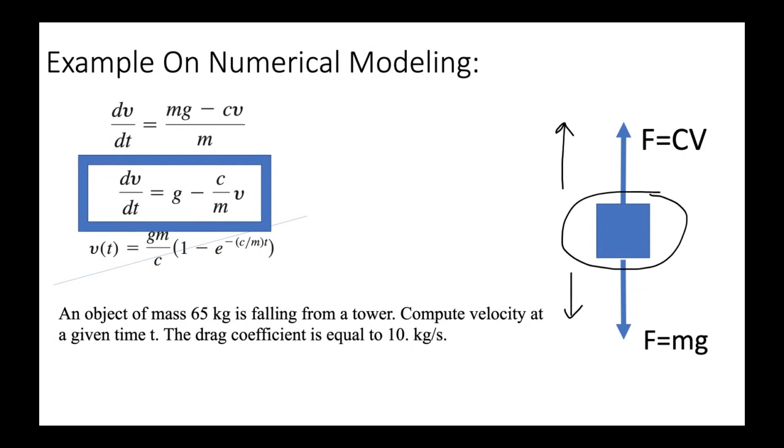So you have mg and negative c v, where c is a constant. So this is expressing the air resistance here. The faster the object, the more air resistance. Okay. So at the end, the total force is mg minus cv, and then you divide by the mass. So this is a differential equation I'm trying to solve.